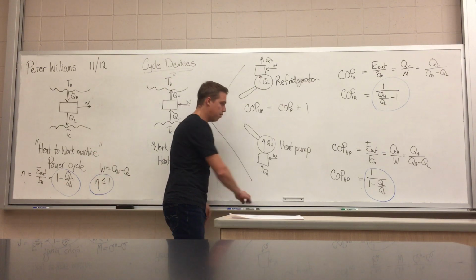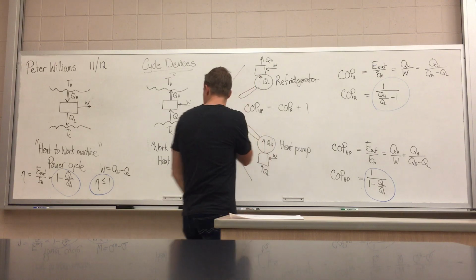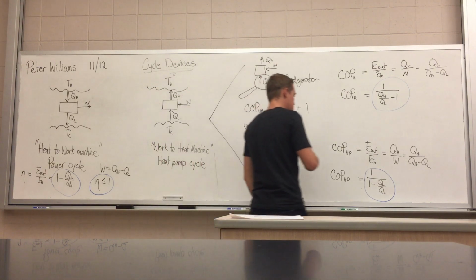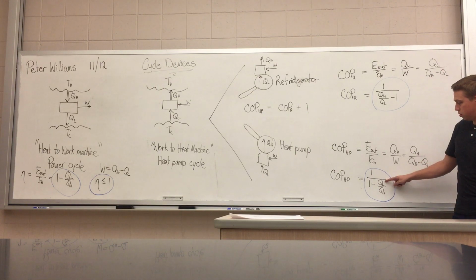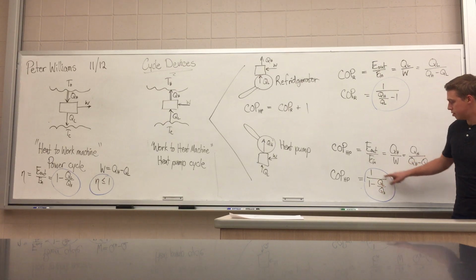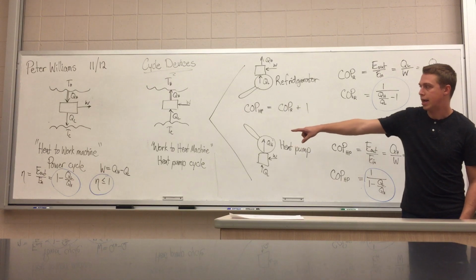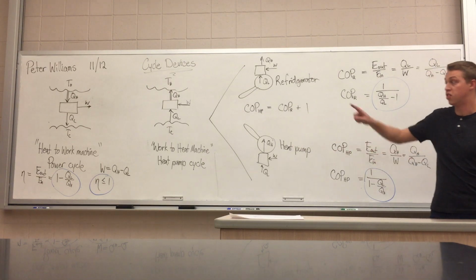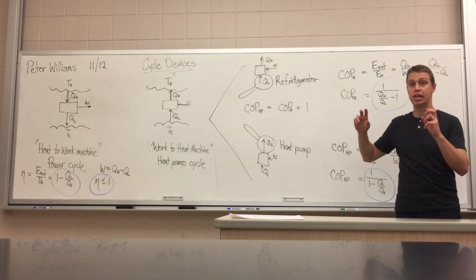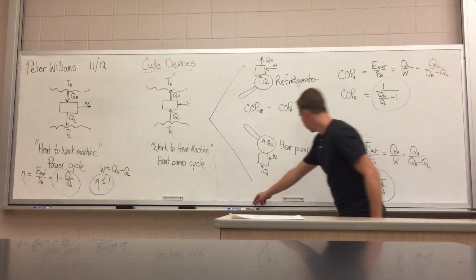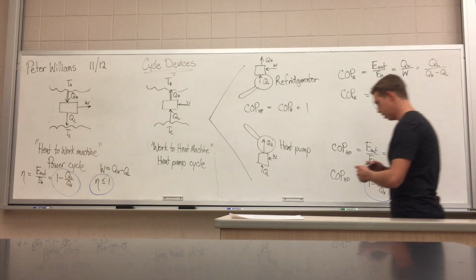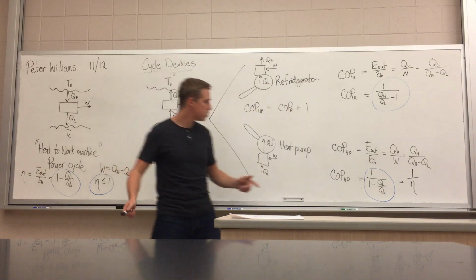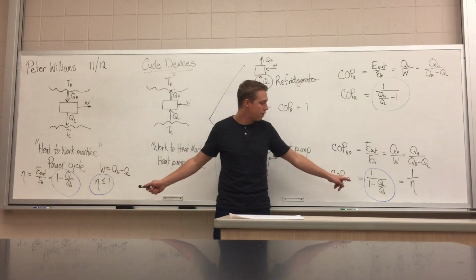So let's look at the coefficient of performance of the heat pump. What you'll notice is look at what is here in the bottom. 1 minus Q low over Q high. Q low over Q high. This is the efficiency eta, okay, of that machine, of the power cycle machine or the heat to work machine. And so what this means is that this is 1 over eta. Okay, I'll stand here so you can see them both. So think about that for a second.